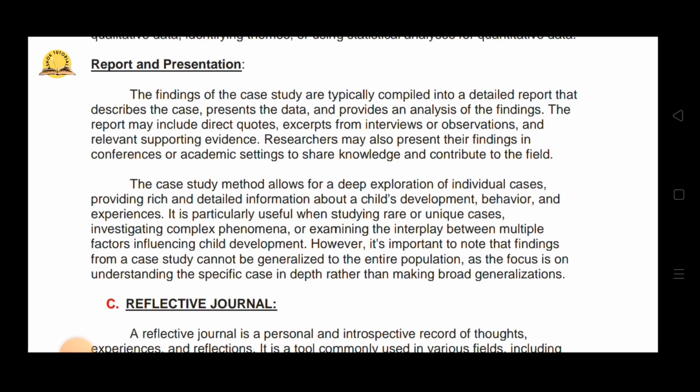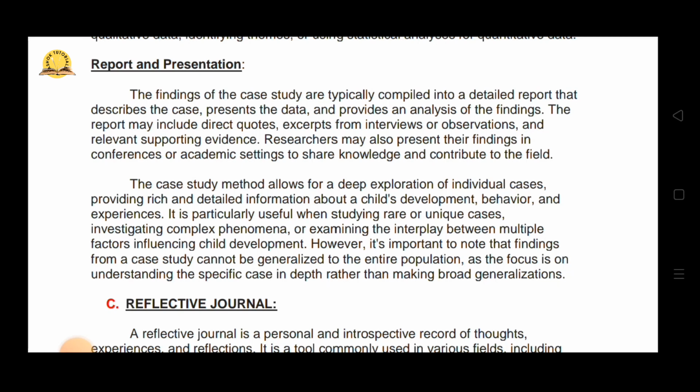Now let's say report and presentation. So the findings of the case study are typically compiled into a detailed report that describes the case, presents the data, and provides an analysis of the findings. The report may include direct quotes, excerpts from interviews or observations, and relevant supporting evidence. Researchers may also present their findings in conferences or academic settings to share knowledge and contribute to the field. So here what happens is that once the data is collected, the report is prepared and the presentation is done. The findings of the case are typically compiled, right, in a detailed report that describes the case of the child.